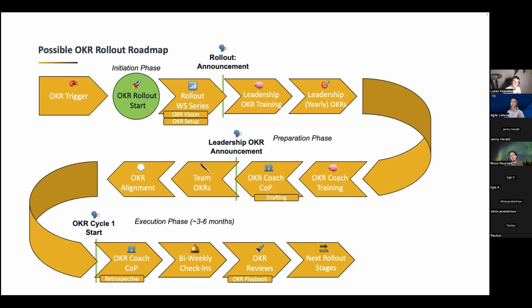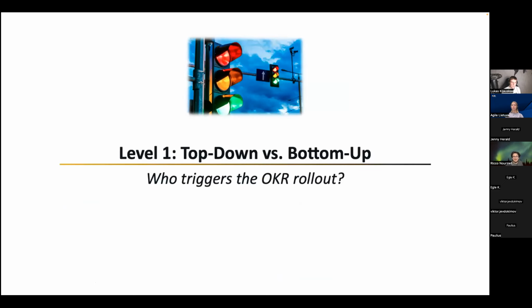So therefore, let us have a look in more detail about the first step, which is what you can see here, the OKR trigger stage. So it's level 1, to come back to the Super Mario picture language, let's call it like that for the moment. So there we do have the question, who triggers the OKR rollout? And there we have two opportunities. The first one is top down, the other one is bottom up.